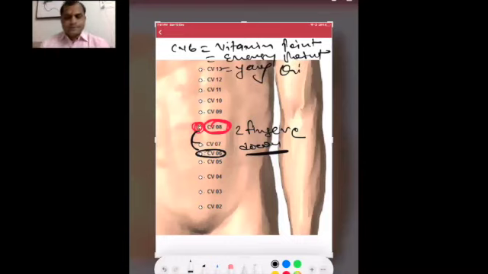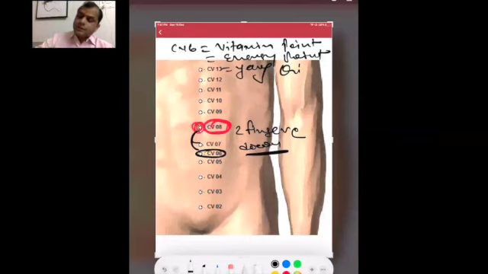This is also the point that increases yang energy. So definitely, if someone is already having fever, we avoid doing moxa. But for the purpose of prevention, we can start this point in advance. So this point will increase the power of your defensive system, so that no virus can attack.